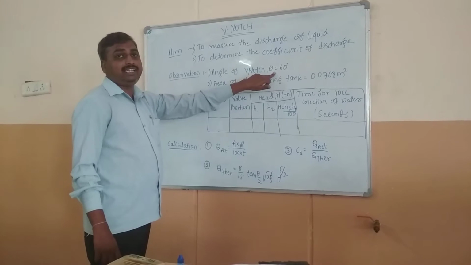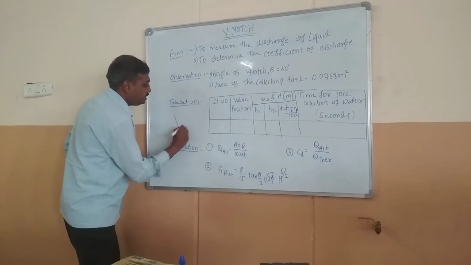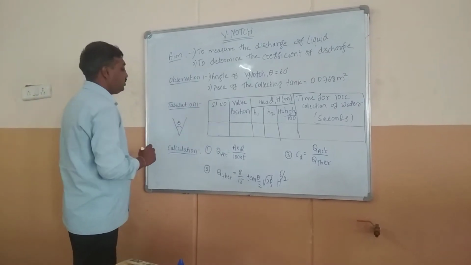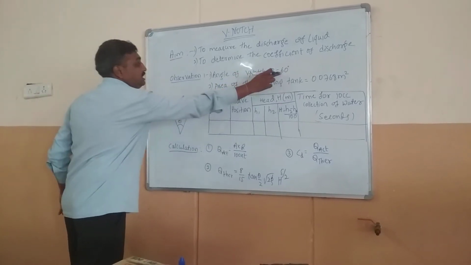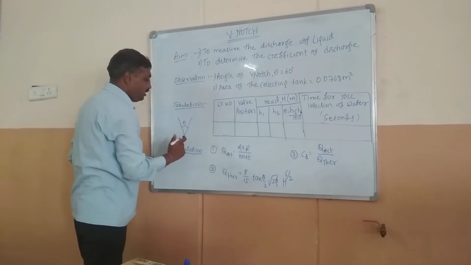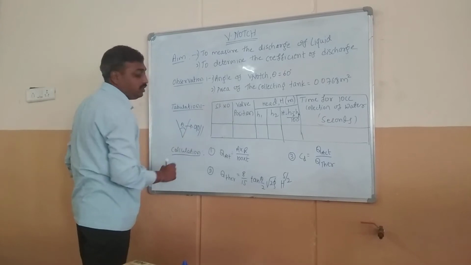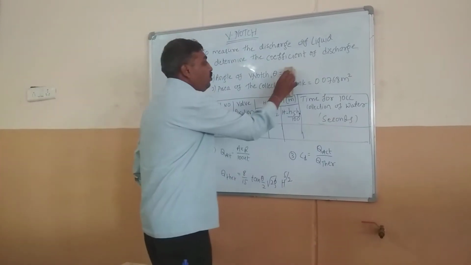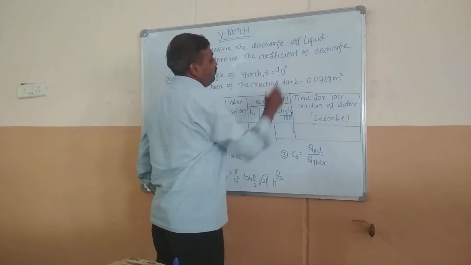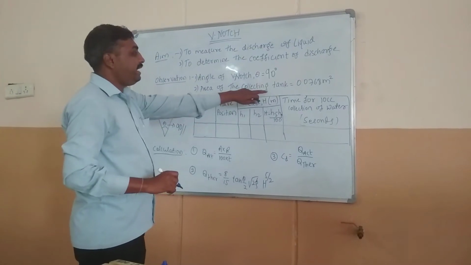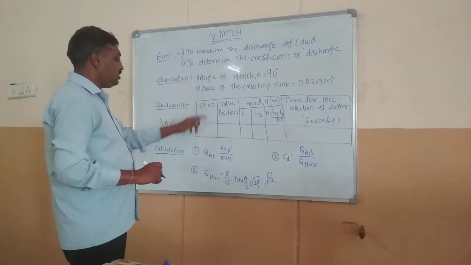We will get theta, that is the angle, of the V notch. This angle is theta. This one is 60 degree, but actually we can use the one more V notch we have, where the angle theta is 90 degree. Two types of V notches are there. Whatever I have just used is the 90 degree V notch, and the area of the collecting tank is 0.0768 meter square.